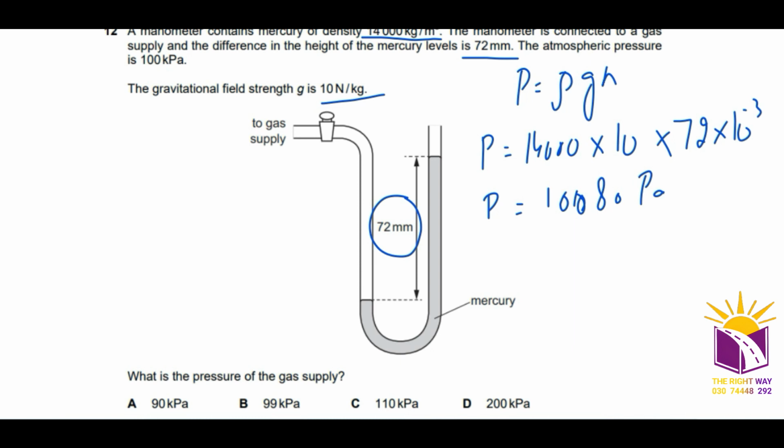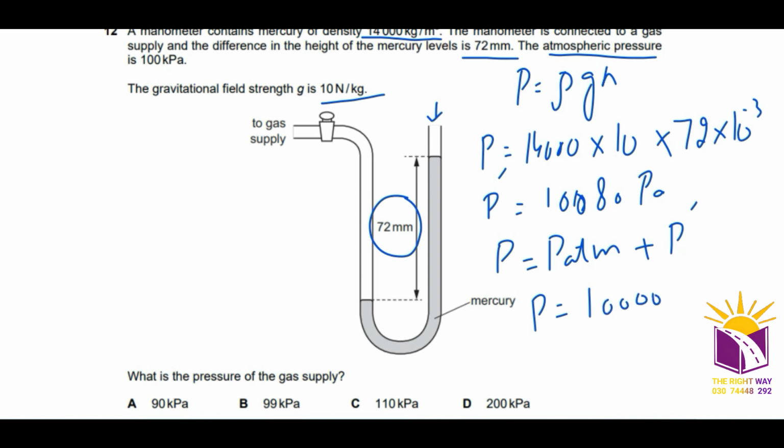Now we know that at this point air pressure, the atmospheric pressure, is also applicable. So the total pressure P is equal to P atmospheric plus P dash. So P is equal to 100k, 100k means 100,000, plus 10080. So pressure will be equal to 110080.